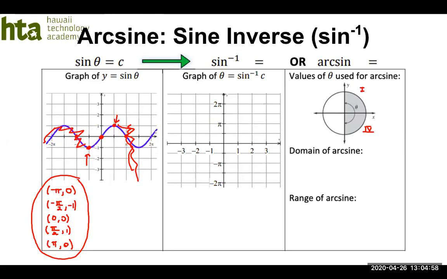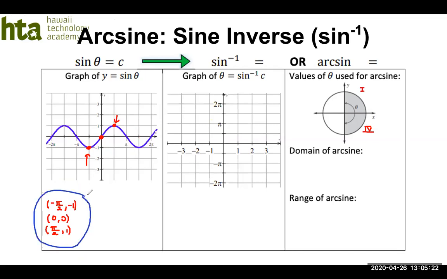Let me clean this up a little bit here. So if we're only going to focus on those areas, then we're only going to focus on these points, the middle 3 right there. We're only going to focus on those 3 points, and that is super important. Anytime that we get a sine function, these 3 points are what we are going to use every single time in terms of an arc sine or a sine inverse function.